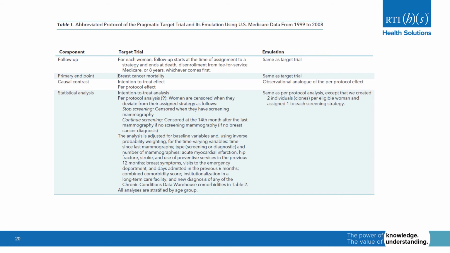The primary endpoint, breast cancer mortality, is the same too. The causal contrast is going to be the observational analog of the per protocol effect. So we're going to estimate what is the effect of actually adhering to the strategy that you have been assigned to. And the statistical analysis is going to be exactly the same as in the target trial, where we have to adjust for adherence in the per protocol analysis, with the exception that because we don't have random assignment, we will have to use clones. We will create 2 individuals per eligible woman and we'll assign 1 individual to each screening strategy. And we're going to see how that works in a couple of slides.